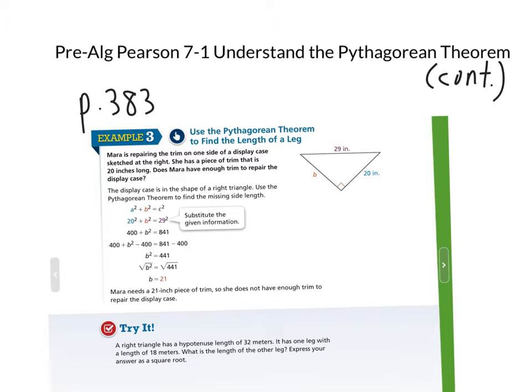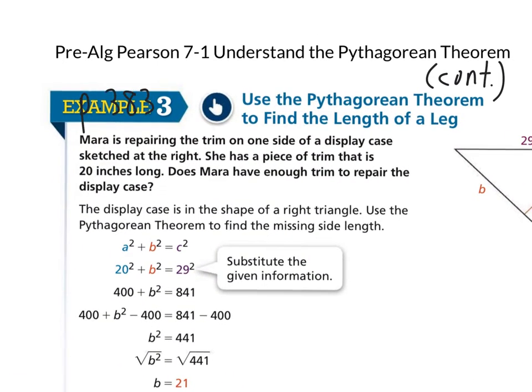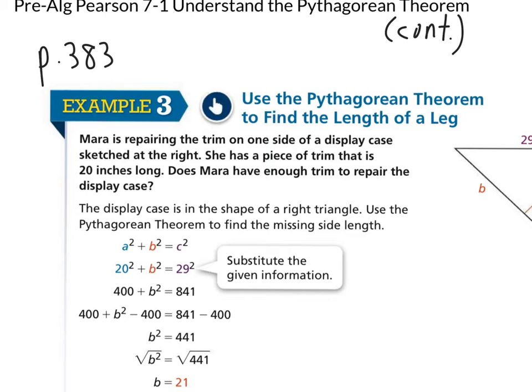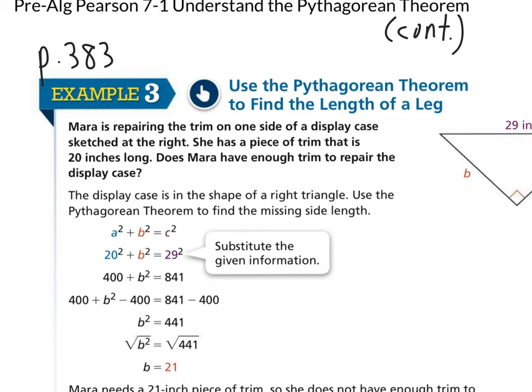Continuing lesson 7.1 on Pythagorean theorem. If you look on page 383, example 3, Mara is repairing the trim on one side of a display case sketched at the right. She has a piece of trim that is 20 inches long. Does Mara have enough trim to repair the display case?